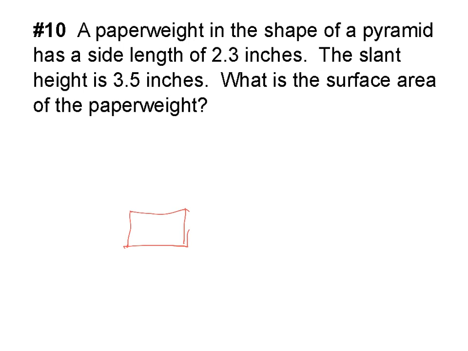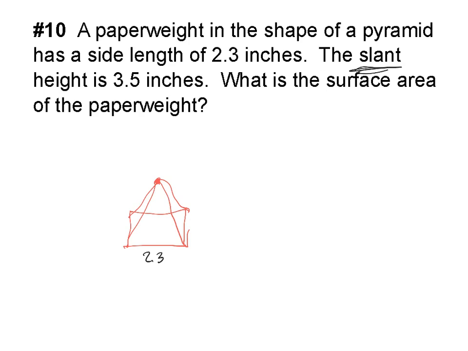Okay. The book does say it's a square pyramid, so we got a square on the bottom. The easy way to draw a pyramid is to put a dot and then just connect that dot to each of the corners of your square. So here's our pyramid. Sorry, it's not the most pretty pyramid in the world, but you get the idea. And it says it has a side length of 2.3 inches. So that's one of the bottom sides like that.